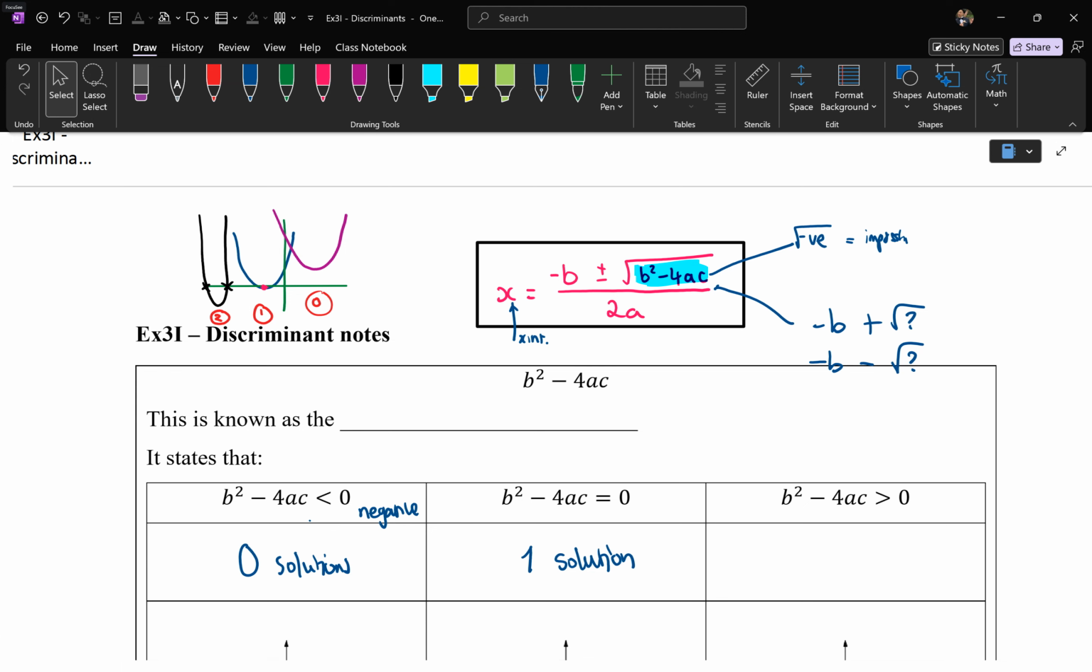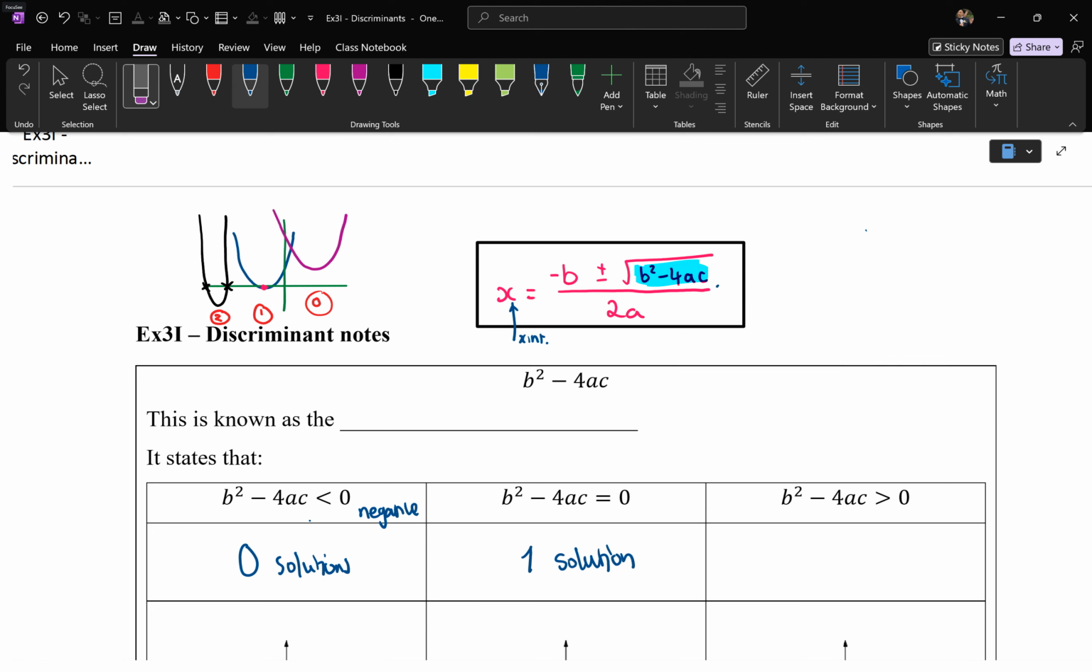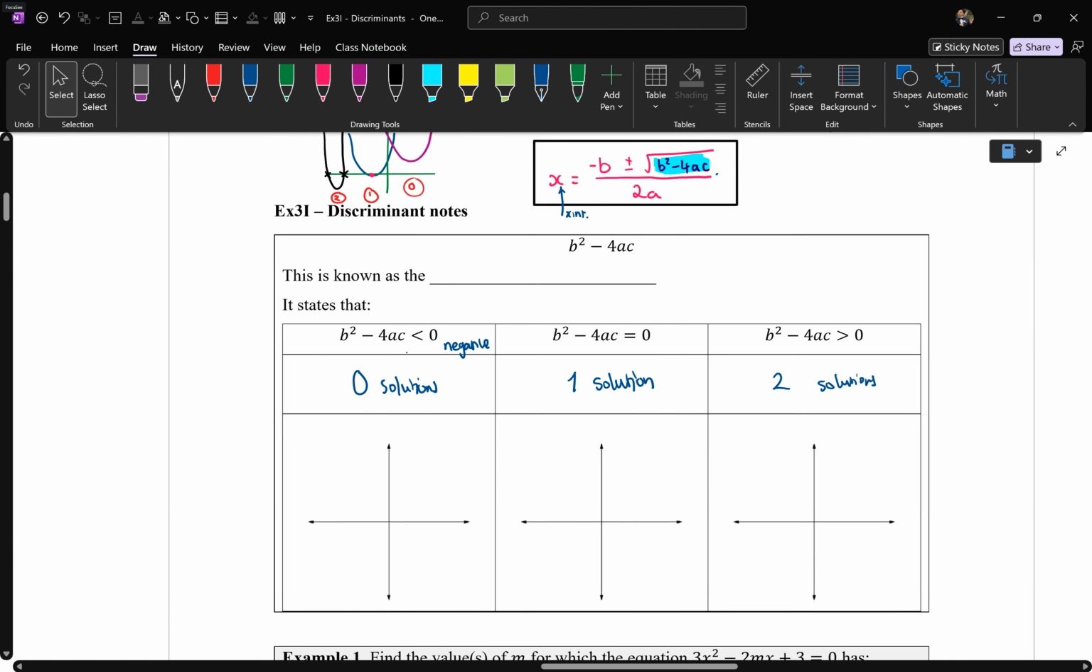Okay, so that's on a theoretical sense. So I'm showing you on a logic why this is true. So we know this is now two solutions. I've drawn the graph for you. Now, let's apply this. So this is known as the discriminant.